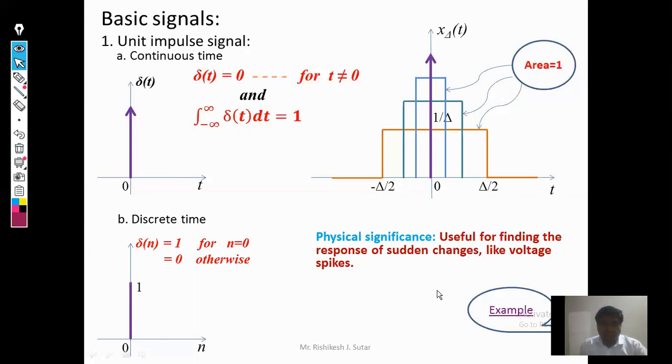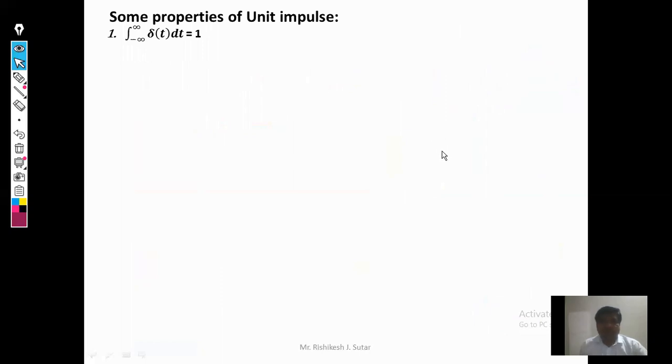Now let us move further and let us see some properties of unit impulse. The very first and a very important property is integration of delta of t dt is equal to 1. That is, the area under unit impulse is going to be equal to 1. That is one of the basic and important properties which you should consider here.